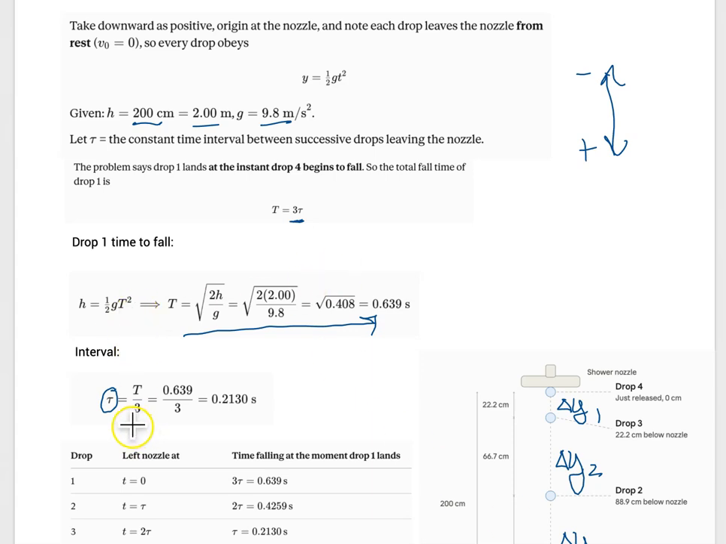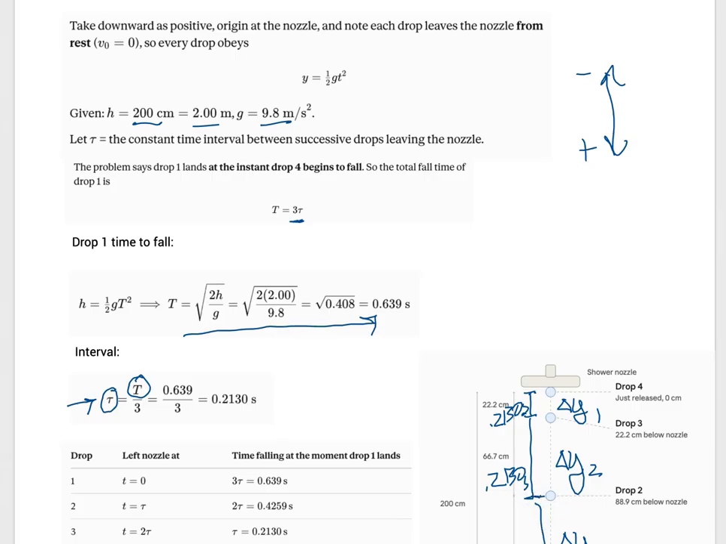So how do we do this? We just say, well, that time interval between drops is equal to the total time divided by 3. Because if you notice, when this one's on the ground, we've got 1, 2, 3. And we're just going to take the total time and divide it by 3, and we get 0.2130. So the time between each one of these is 0.2130 seconds. So 0.2130 seconds and 0.2130 seconds.